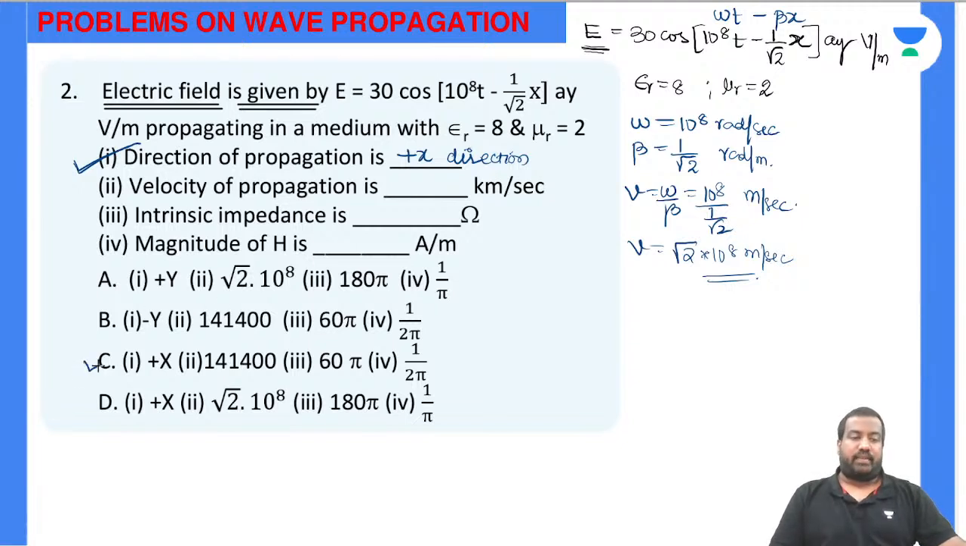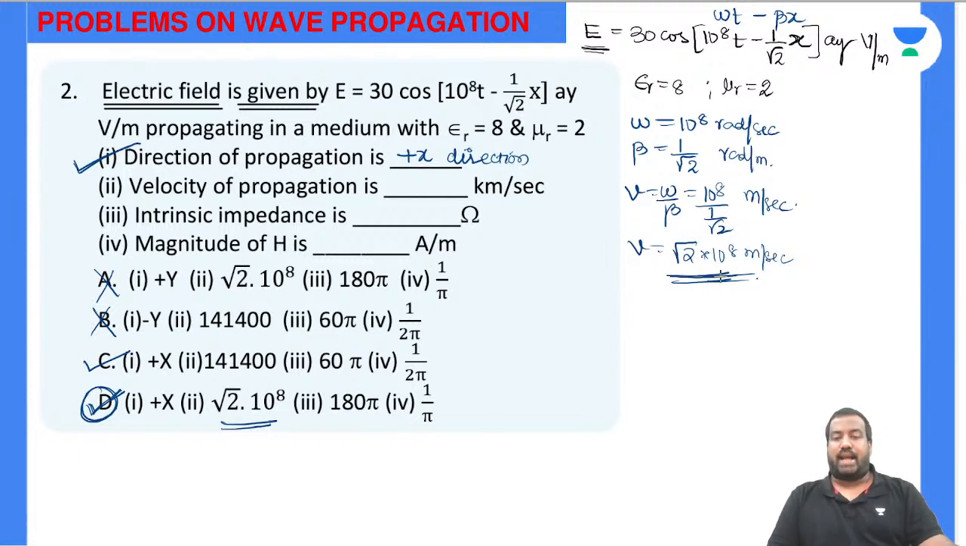Direction is positive x, means either C or D. The answer is either C or D. Here the answer you got is root 2 into 10 power 8. Most of you will go for D because it is visible. Root 2 into 10 power 8, the answer is matching. You need not calculate intrinsic impedance and magnitude of H. You will go for the answer as D.